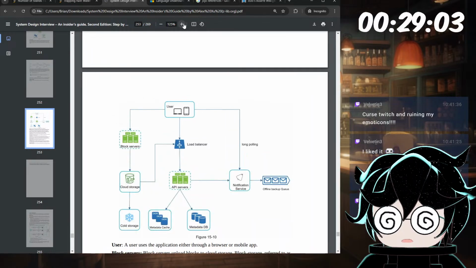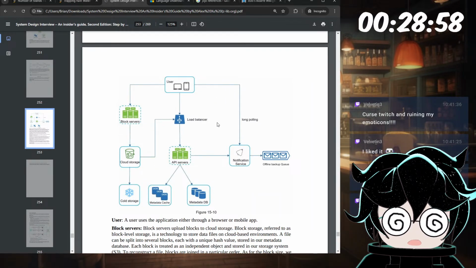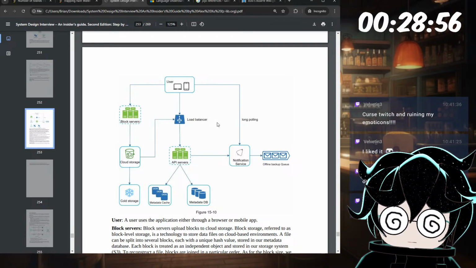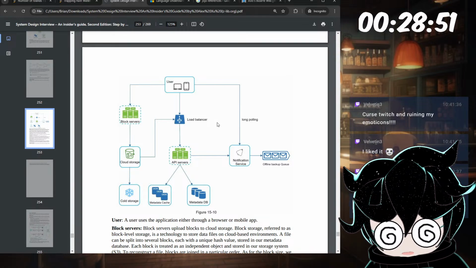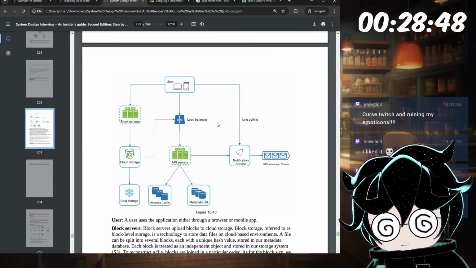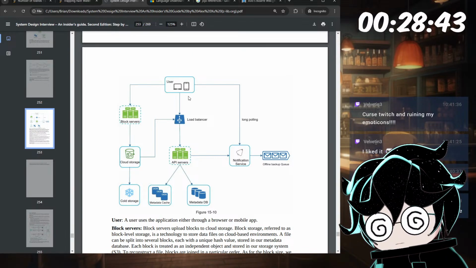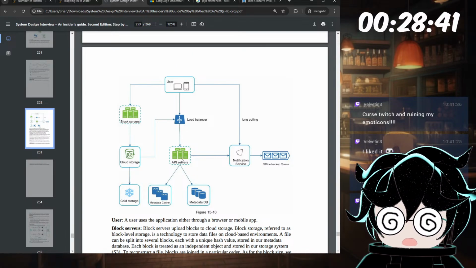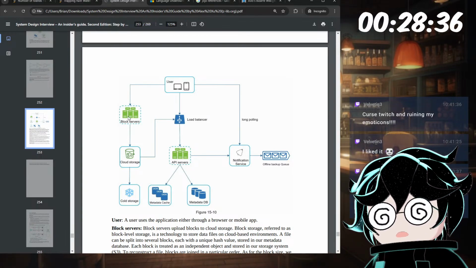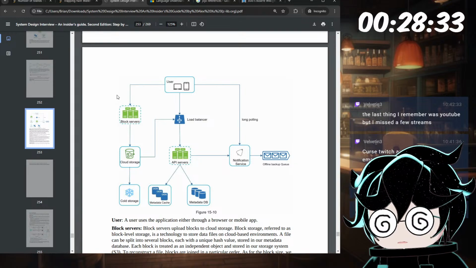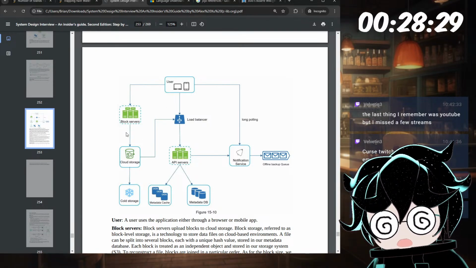Okay, what did we learn last time? This is for uploading a file, right? And also retrieving a file. Most APIs go through the load balancer to the API servers. But when you're uploading a file, you go through the block servers, which cut up your Google Drive file into smaller blocks so it can work in parallel on them.